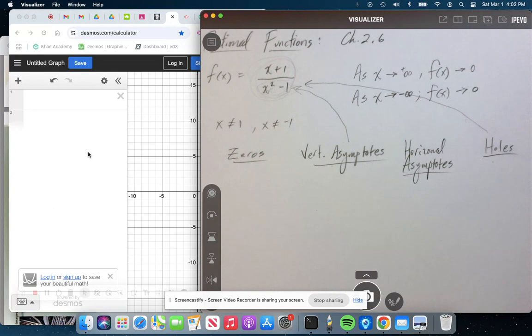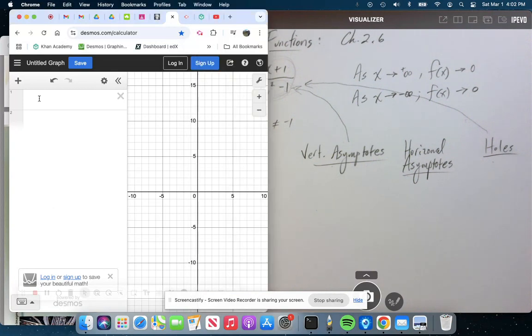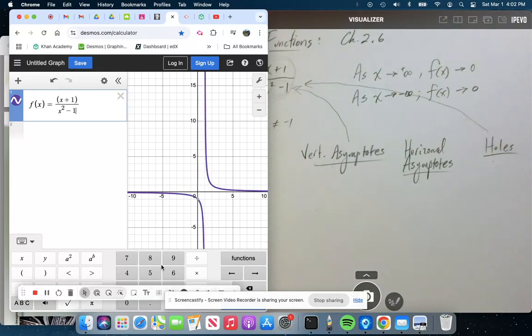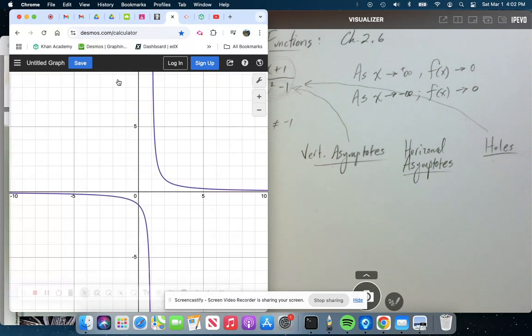So I've got f of x equals x plus 1 over x squared minus 1. All right, there it is. So let's see if what I said seems to be true here. Let me move this out of the way for a minute.